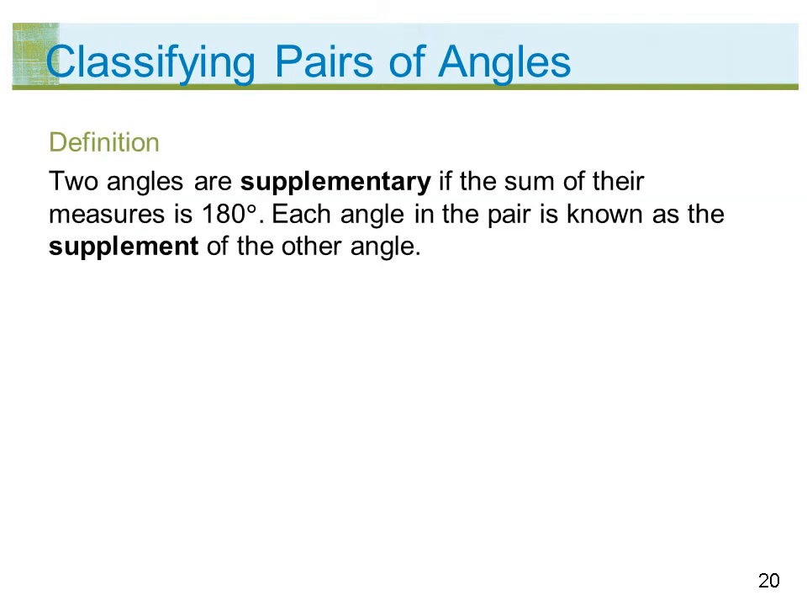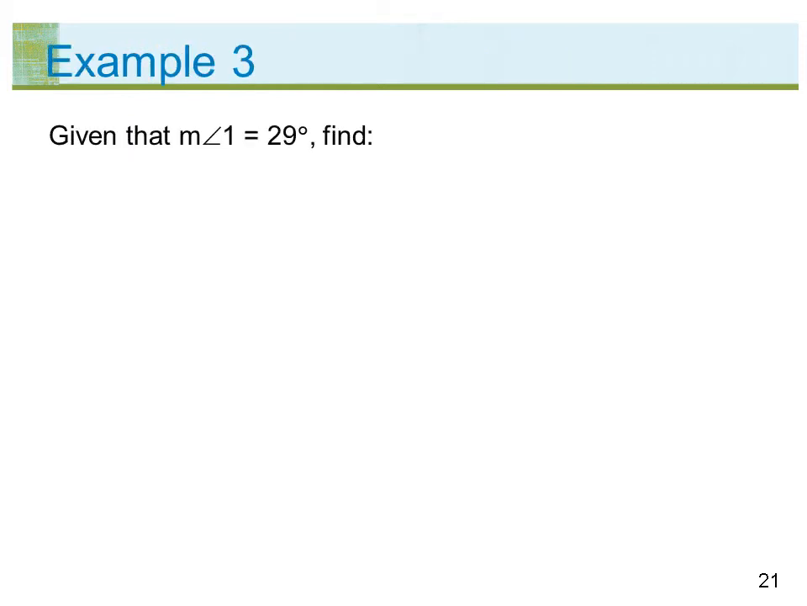Definition. Two angles are supplementary if the sum of their measures is 180 degrees. Each angle in the pair is known as the supplement of the other angle. Given that the measure of angle 1 equals 29 degrees, find A. the complement x, B. the supplement y.